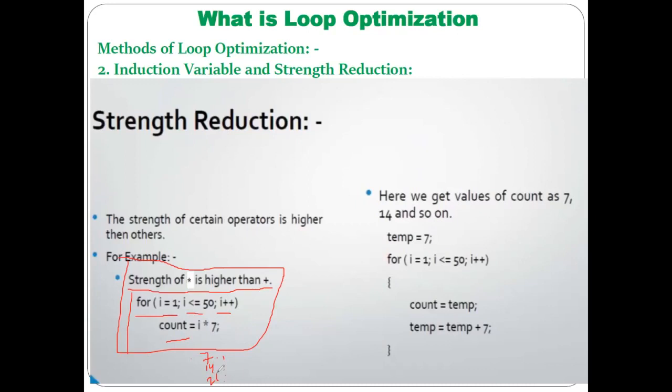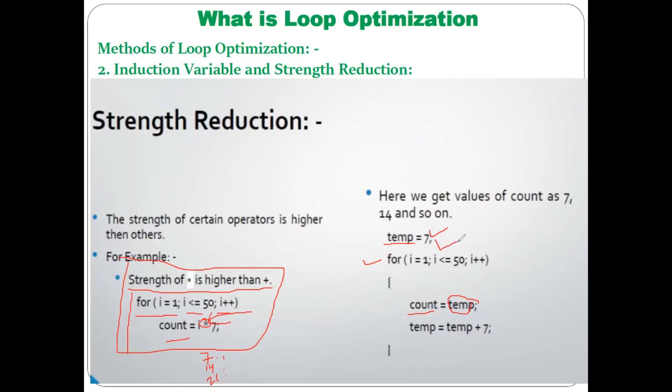Now, is it possible to replace this? This is a high strength operator. If a high strength operator is used, definitely the processing time will be more and execution speed will be less. So is it possible to replace this more strength operator with a less strength operator? Yes, it can be done. How? We take a separate variable, temp, and to it we assign the value 7, and the loop remains the same, only some code changes inside. We assign the variable temp to count.